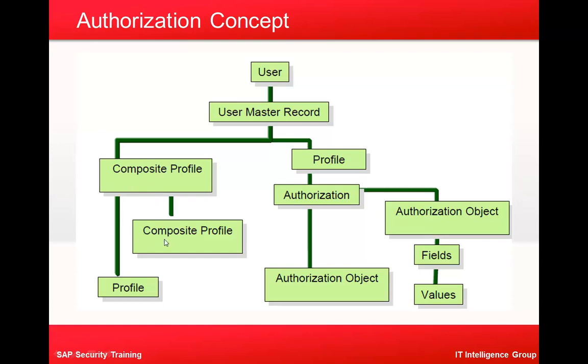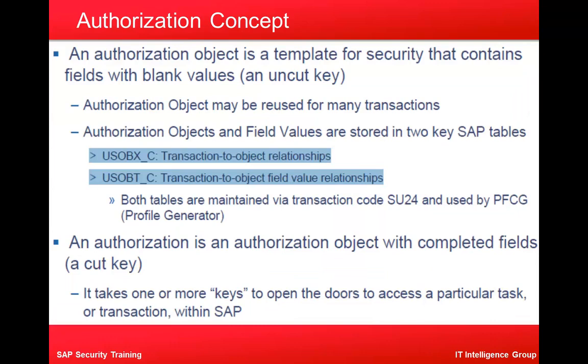Authorization fields are the elements that require protection, and activity means things like create, modify, delete, display, approve, save, reverse, print. So these are called the activities within the SAP system.